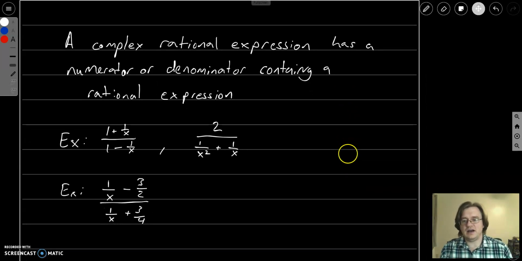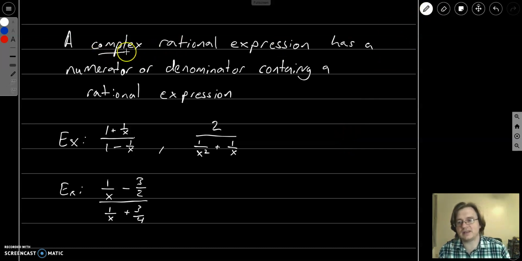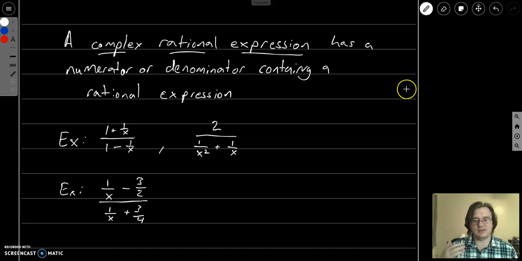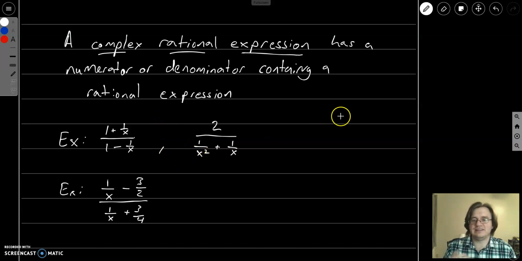The last part of this section is looking at complex rational expressions. A rational expression is a fraction where the numerator and denominator are both polynomials. A complex rational expression is where the numerator and denominator can contain their own rational expressions. So this is nested rational expressions.